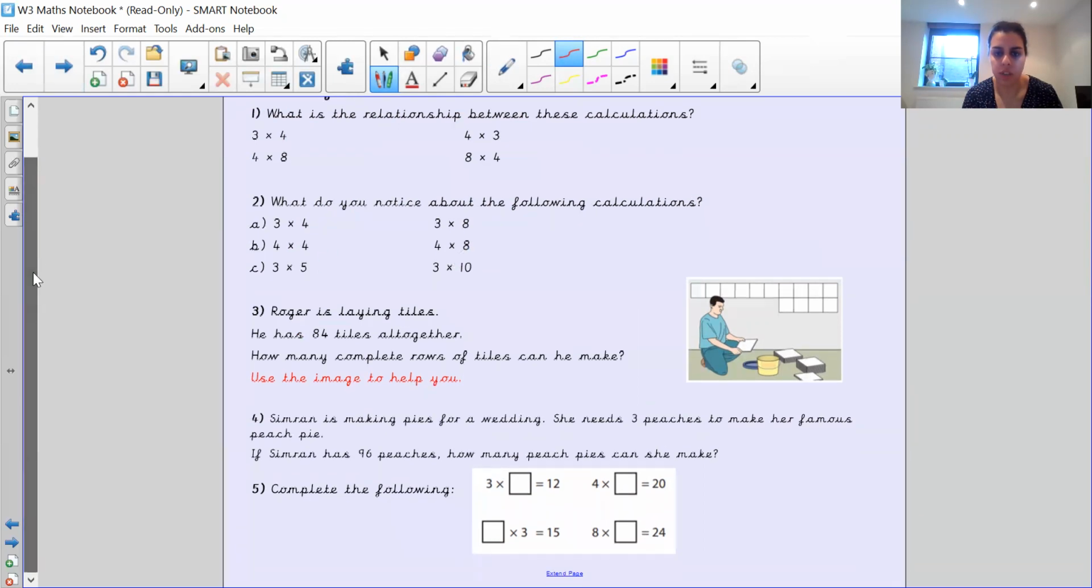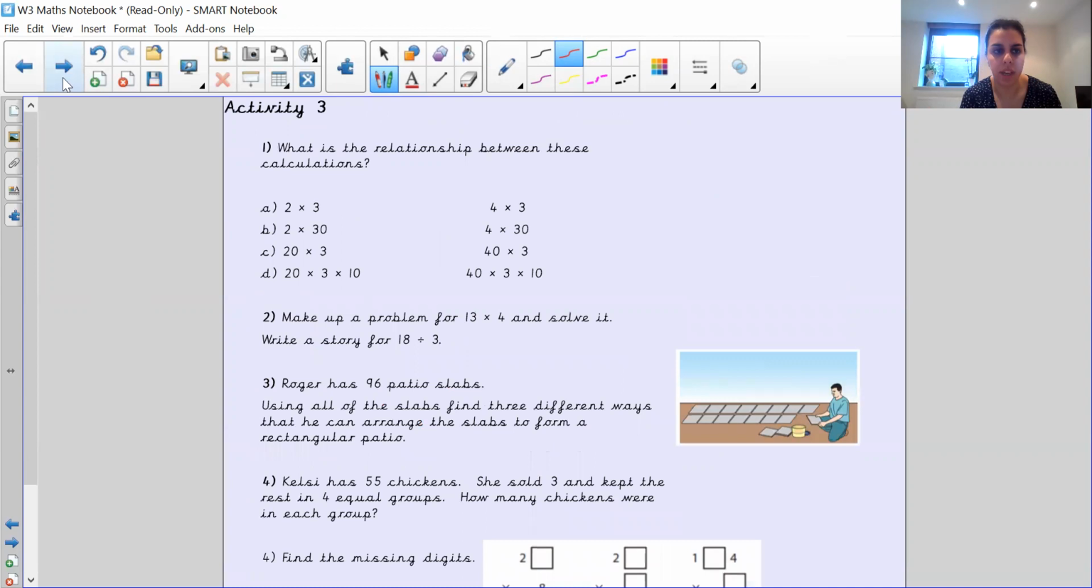Then it's got some questions here. For example, Roger is laying tiles. He has 84 tiles altogether. How many complete rows of tiles can he make? Use the image to help you. And then you've got some other questions here with the missing spaces and another word problem. Remember to focus on the important parts of the question and use inverse if you need to for question 5, swapping it over. And the opposite of multiplication is divide, so you can use that to help you.